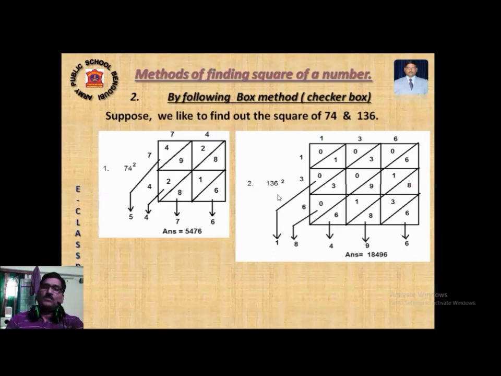This way we can take any number and solve it, and you can get the result of the square by the box method. Okay, let's see another method.